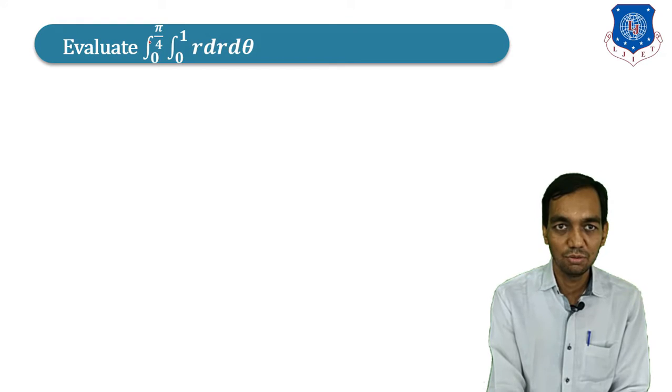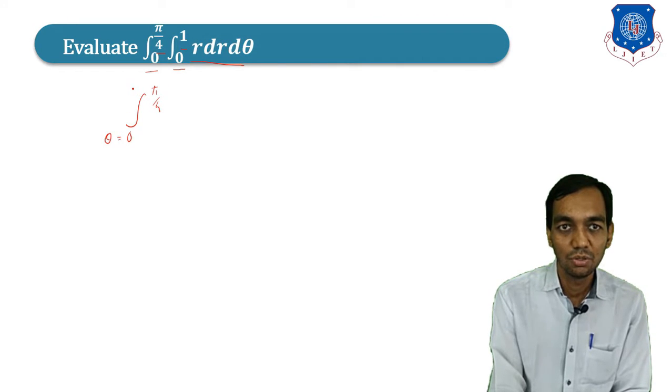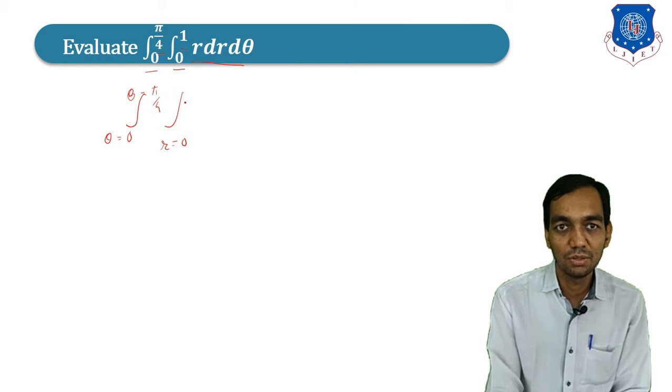Now here first we have to evaluate integration from 0 to pi by 4 and integration from 0 to 1 of r dr d theta. See, here you have been given the limits 0 to pi by 4. That means this is the limit of theta, so theta is equal to 0 to theta is equal to pi by 4. And the second limit is of r, r is equal to 0 to r is equal to 1, r dr d theta.